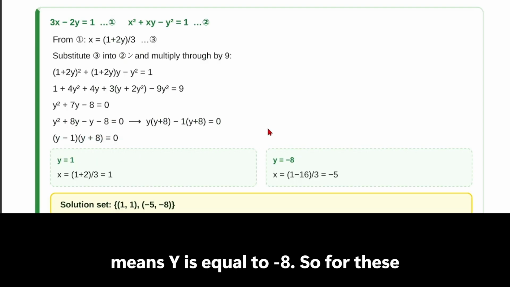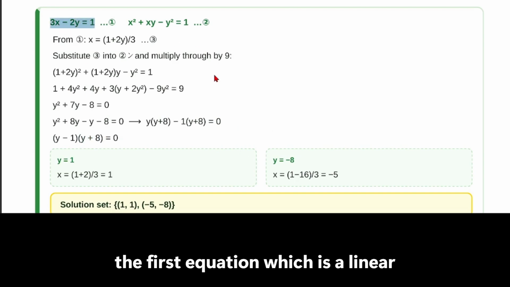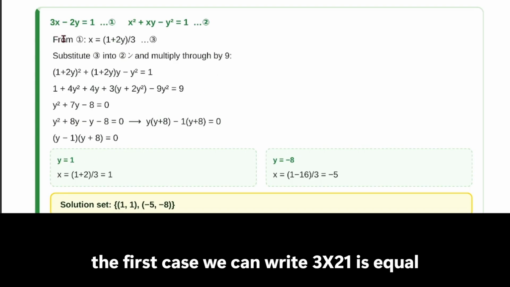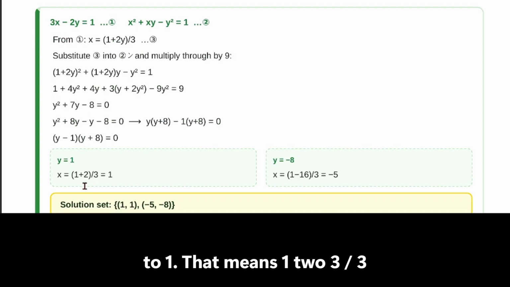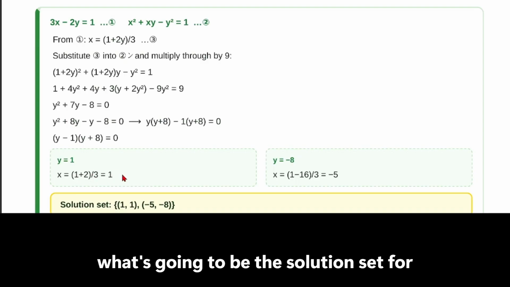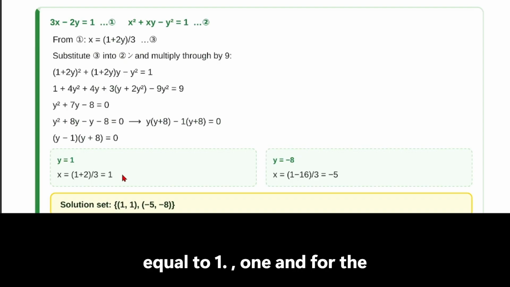So for both these values of y, we can place them in the first equation, which is a linear equation, and find the value of x. So for the first case, we can write 3x minus 2 into 1 is equal to 1. That means 1 plus 2, 3 divided by 3 is 1. So if the value of y is 1, the value of x is also 1. So what's going to be the solution set for this first case? It's going to be x comma y is equal to 1 comma 1.